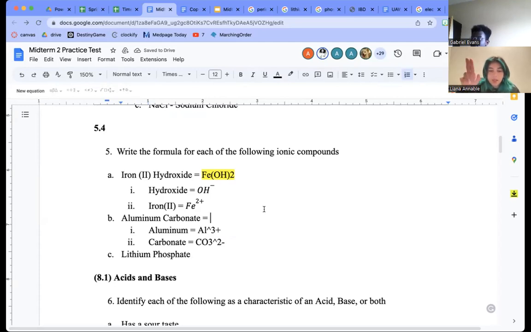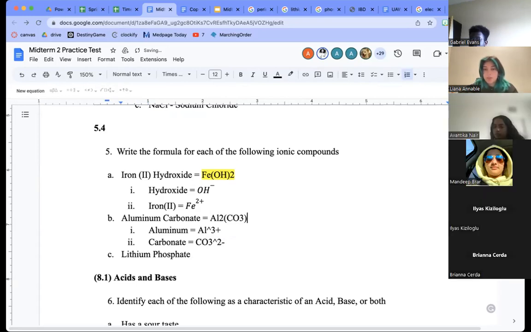All you do is just take the charges, flip them, and put them as subscripts. So aluminum is going to have what subscript? 2. And CO3, we have to put it in parentheses. CO3 is going to have what subscript? 3, exactly. Good job. And that's all you do for this one. It looks hard, but it's not that scary. Do we understand how to do this one?